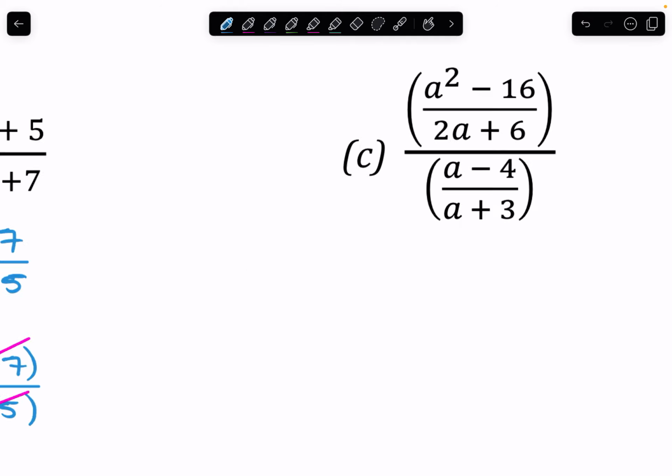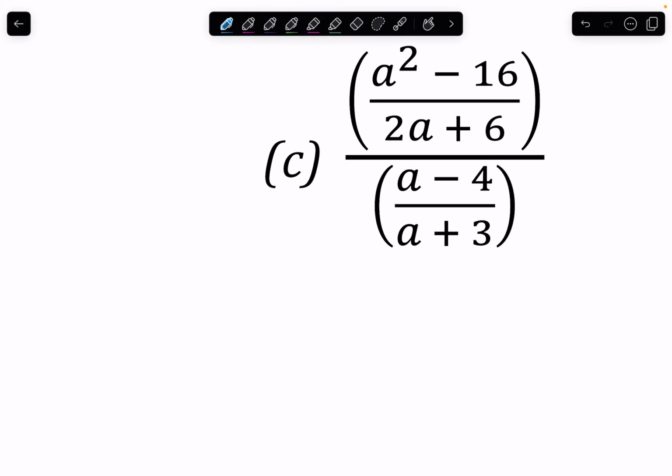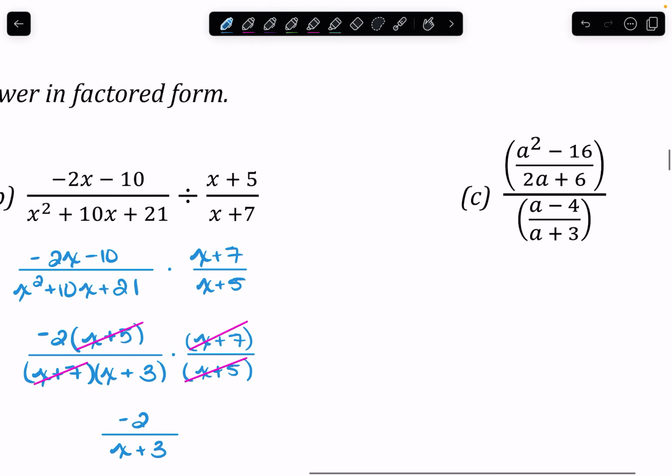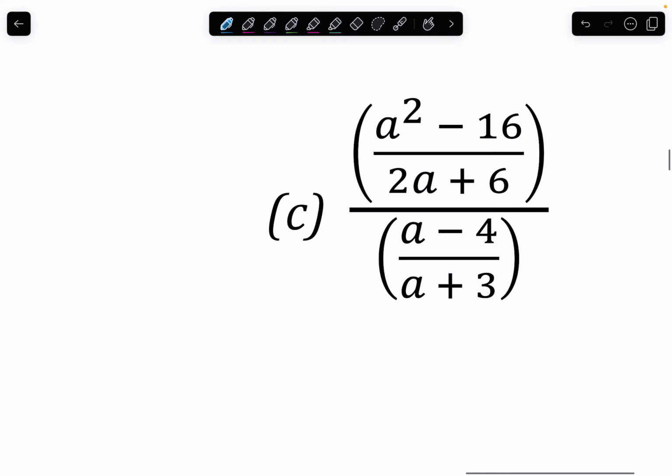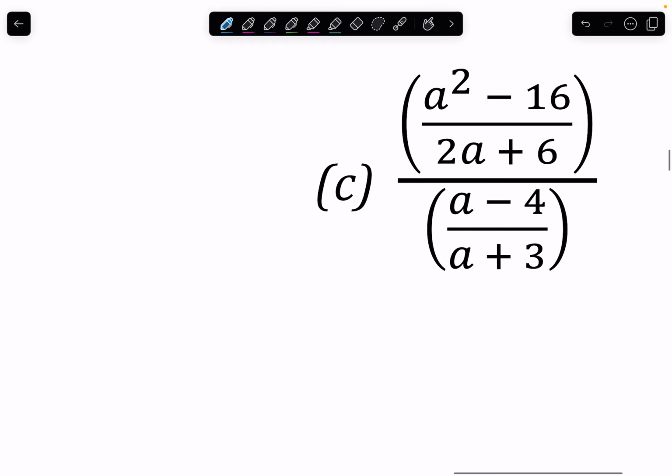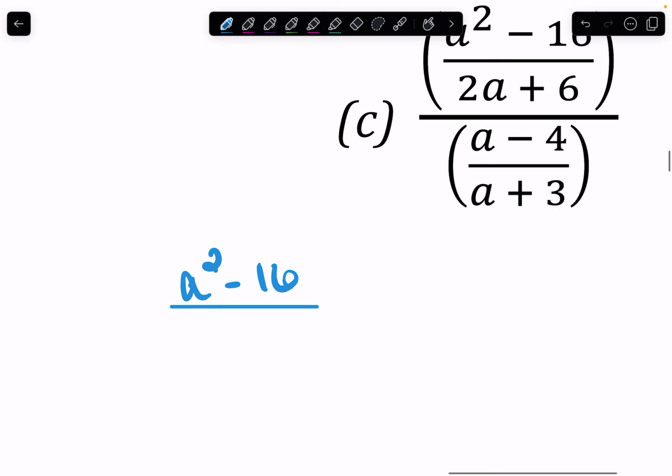All right, here, it's just a different way to write a division bar. Remember, a division bar could be used in place of a division symbol. It still means the same thing. We are still going to apply the keep, change, flip. So we are keeping the first fraction, which is the one in the big numerator. So the a squared minus 16 over 2a plus 6 stays.